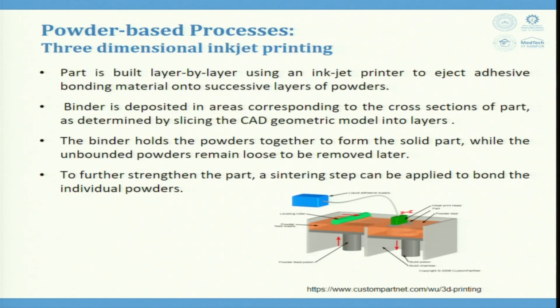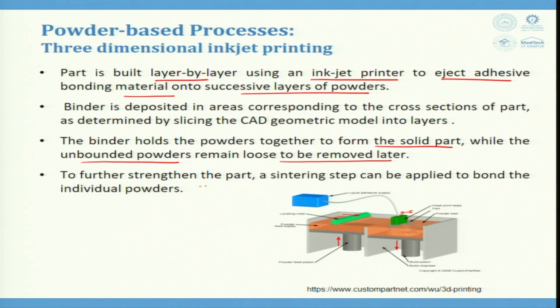Next comes 3-dimensional inkjet printing. 3-dimensional inkjet printing is a simple printing process where the part is built layer by layer using an inkjet printer to eject adhesive bonding material onto successive layers of powder. Binder is deposited in areas corresponding to the cross sections of a part, which is determined by slicing the CAD geometric model into layers. The binder holds the powder together to form the solid part, while the unbound powder remains loose to be removed later.